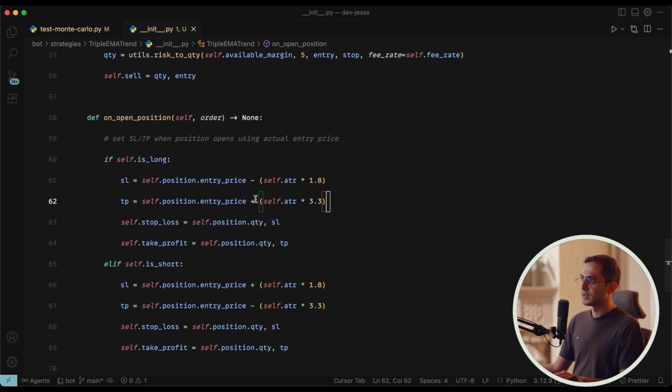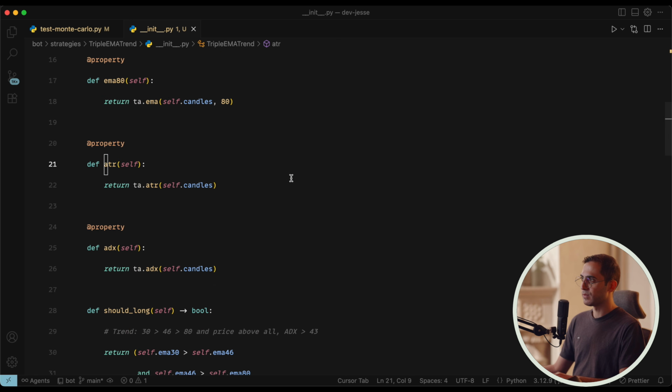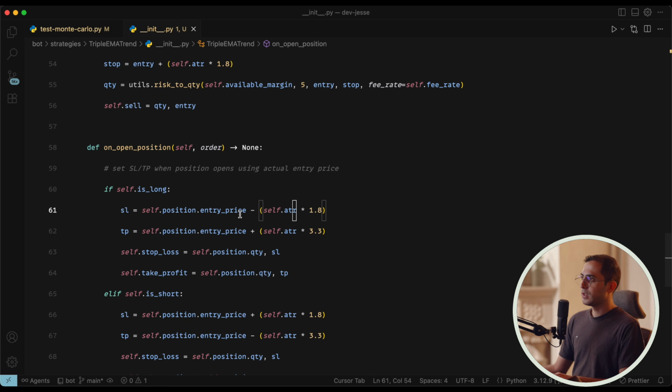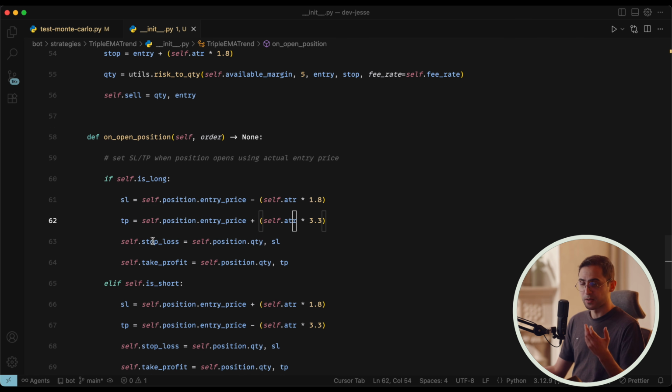So the stop loss equals the current position's entry price, which is the current price also, minus the current ATR times 1.8. Now, by the way, the current ATR is what we defined here, all right? Now, the take profit is gonna be similar, except we are adding 3.3 times the ATR. And now's the time to actually submit the orders.